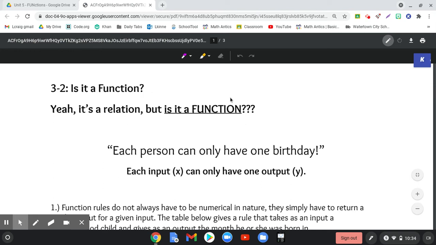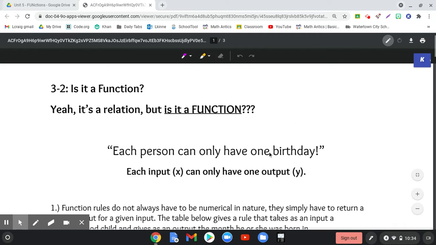Hey everybody, welcome back. Just a reminder, we are in Unit 5 functions. Ignore the fact that there's a 3 here. This is just lesson 2. We switched up the order this year. So we've been looking at relationships between two numbers. We made a mapping diagram, tables, graphs. Now we're going to decide if it's actually a function.